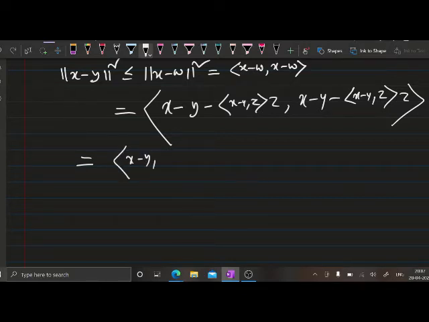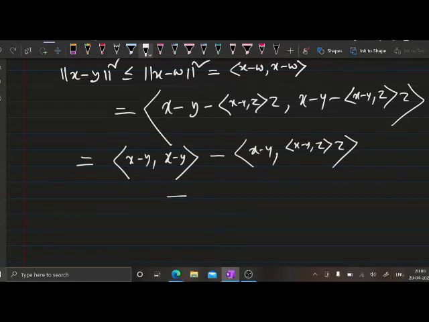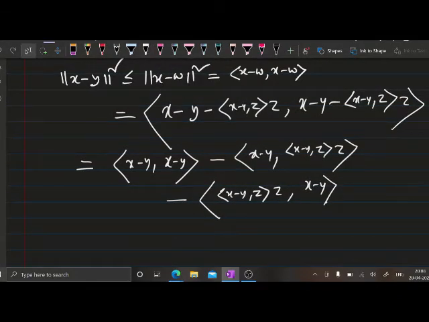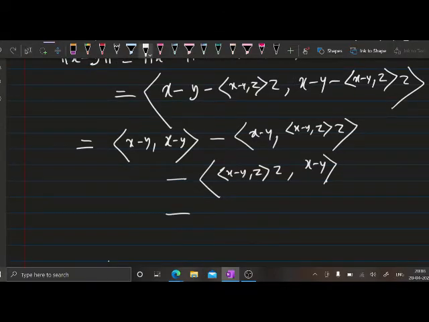So the first one is the inner product of x minus y with itself, then the next one is minus inner product x minus y comma z, and then again it is inner product x minus y comma z, taken with x minus y. This is true. And the last one is plus.